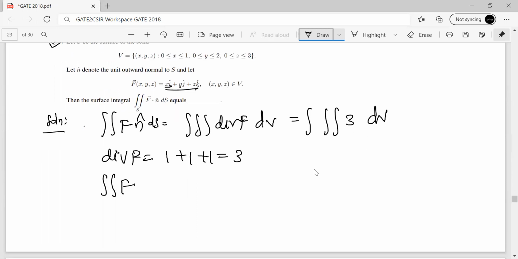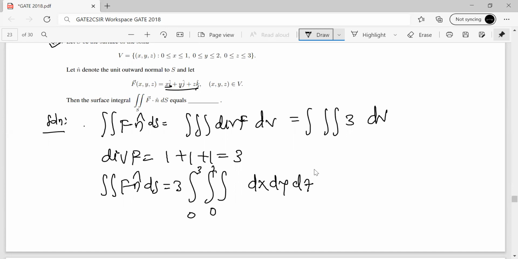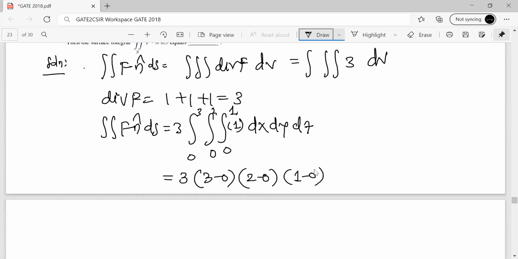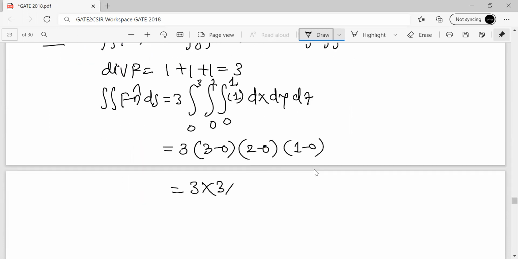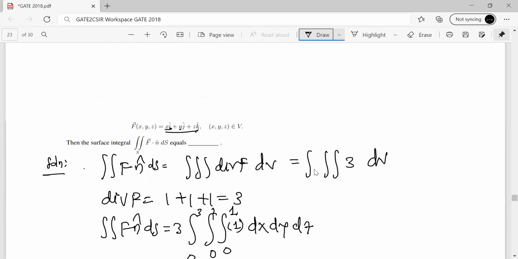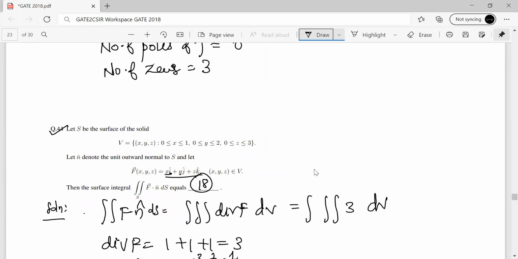Now this integral of F dot n dS will be the triple integral of 3, taking the 3 common, dx dy dz. Z is moving from 0 to 3, y is moving from 0 to 2, and x is moving from 0 to 1. Since all the limits are constant, they will be simply multiplied. So 3 minus 0 into 2 minus 0 into 1 minus 0, that will give me 3 into 3 into 2 into 1. So the answer is 18.